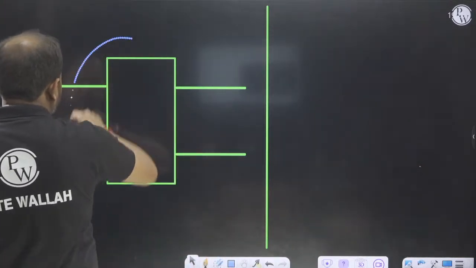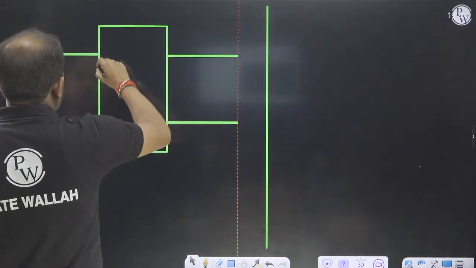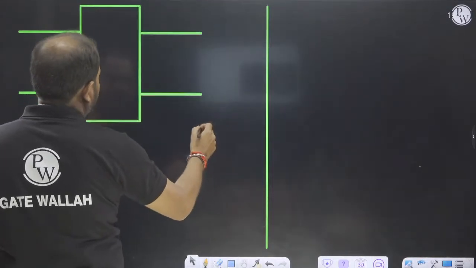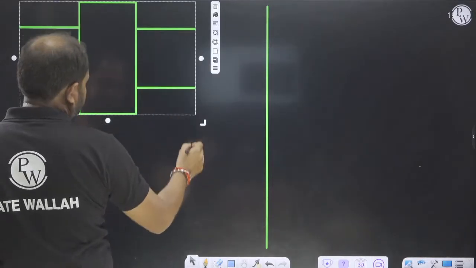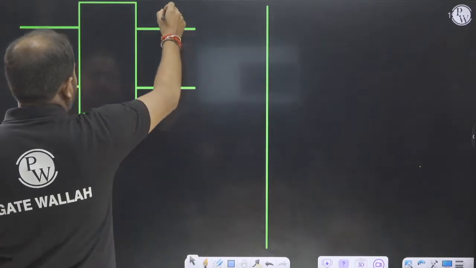In two-port networks there are so many things we are going to study, but you have to think in a way.